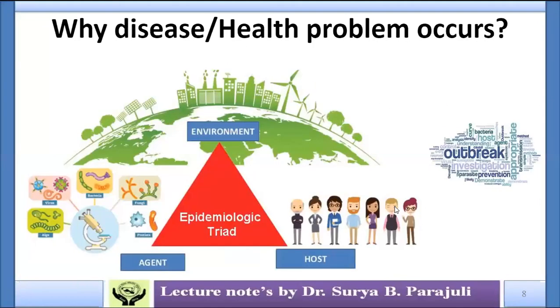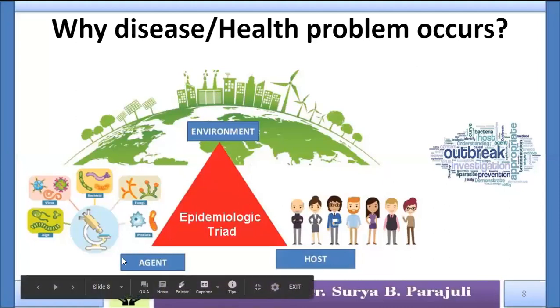Okay. So why does a disease or health problem occur? You already studied the concept of the epidemiological triad. The epidemiological triad means there are three things. One is agent, another one is host, another one is environment. If there is any disruption between agent, host, and environment, then disease spreads. Okay. There is environment, there is host, there is agent.